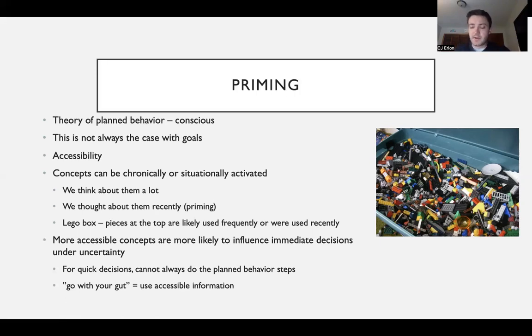And interestingly, I'll show an example of this, but more accessible concepts, so those Legos at the top, are going to be more likely to influence quick decisions, because for quick decisions, right, we can't go through all these steps that the theory of planned behavior requires. We don't have the time for that. So that's where this accessibility is going to come into play more. Additionally, uncertainty plays a large role here, and we'll see that in the example.